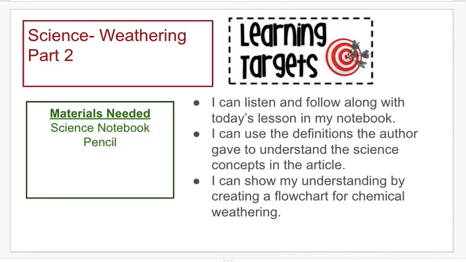Now, going back to our learning targets for today, we have been listening and following along. We used those definitions that the author gave us to deepen our understanding as we read the physical weathering part of the article today. And now together we are going to create a flowchart for physical weathering, and we'll work through what a flowchart is and the important pieces that we need to have before you go to complete these 2 learning targets on your own for chemical weathering.